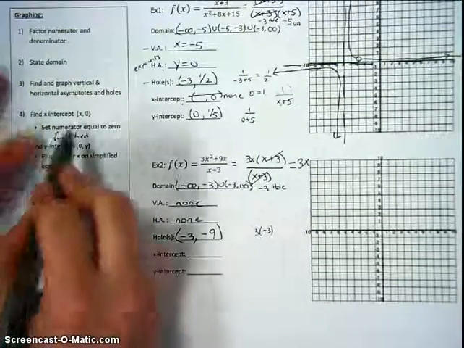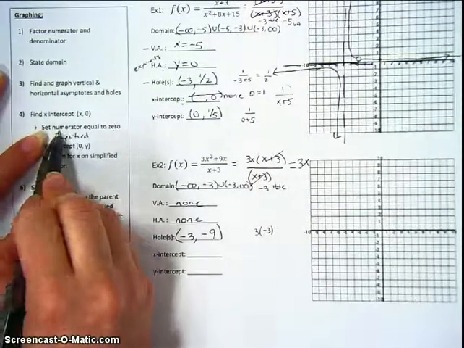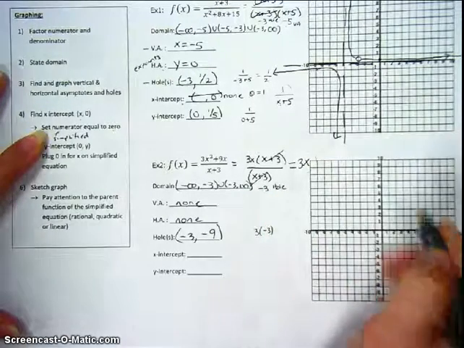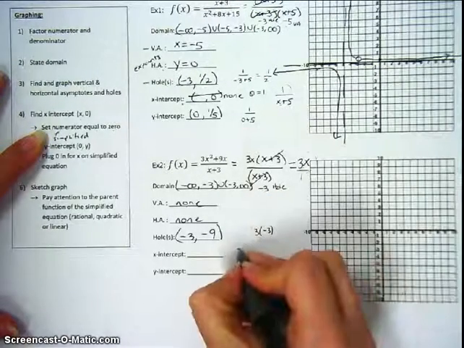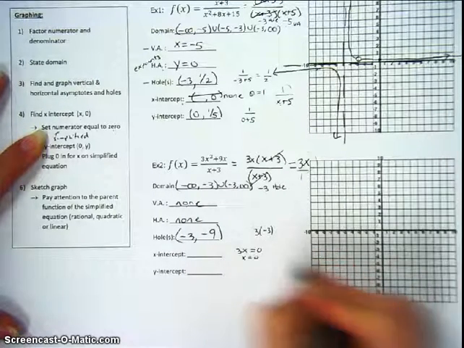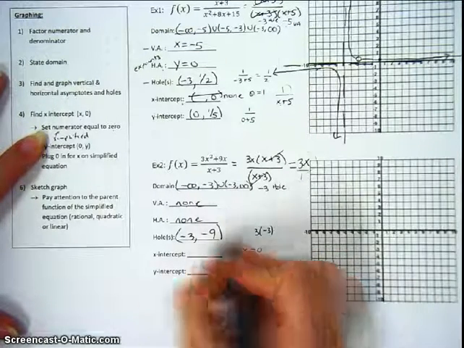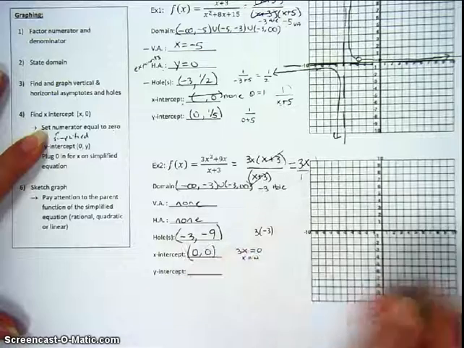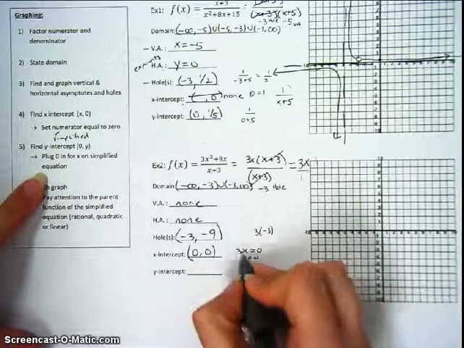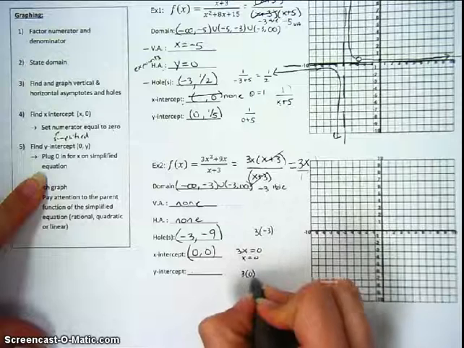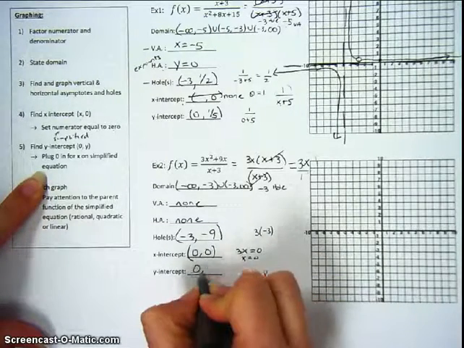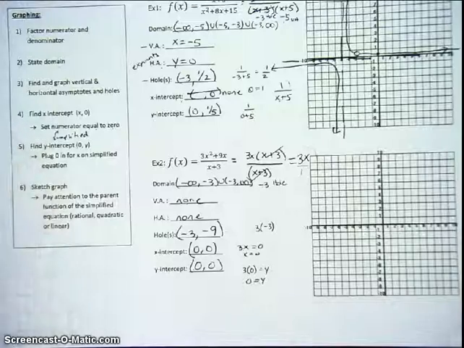X-intercept, we're going to set the numerator equal to 0. So this is on my simplified. So remember, my simplified is 3x, which is like 3x over 1. So here we'll say 3x equals 0. That means that x equals 0. So we're going to have the point 0, 0. Y-intercept, we're going to plug 0 in for x on my simplified. So we're going to have 3 times 0 equals y. So y equals 0. So again, we'll have the point 0, 0.